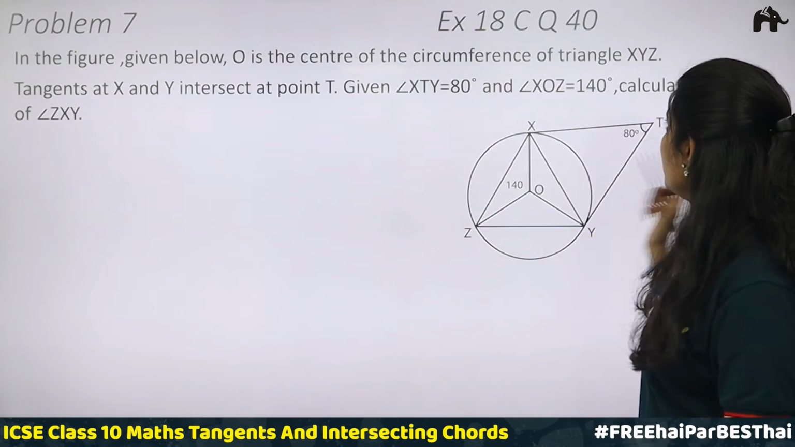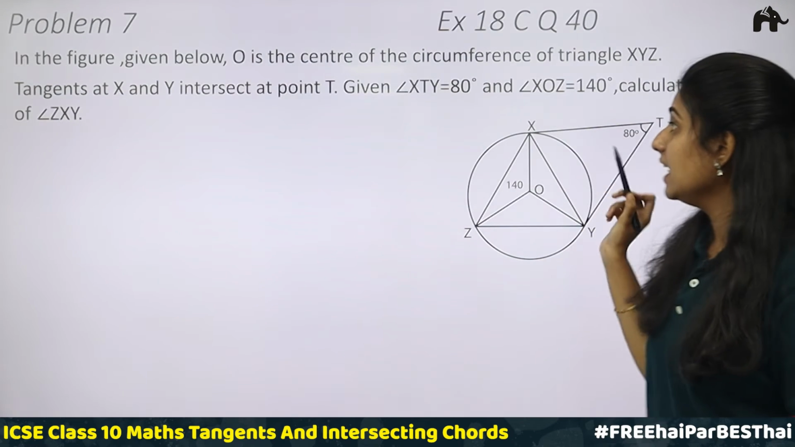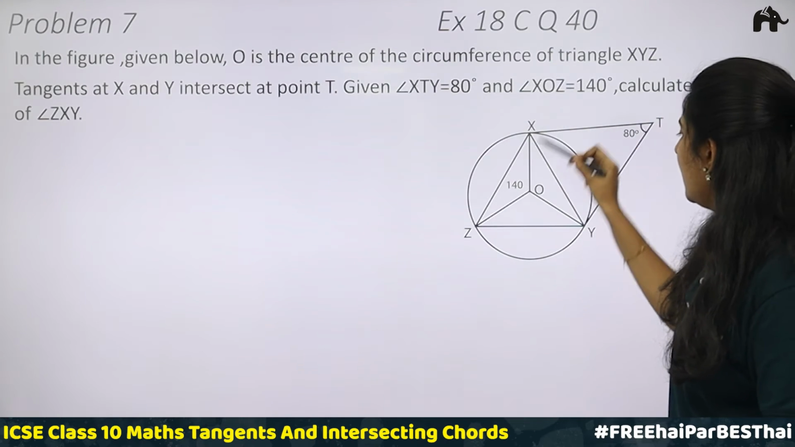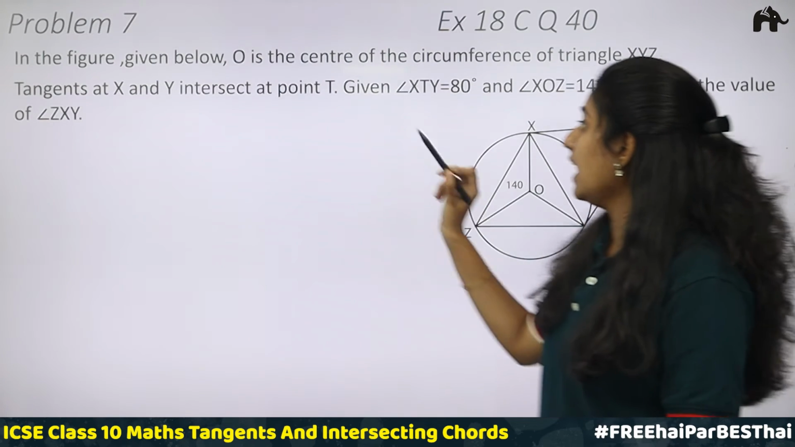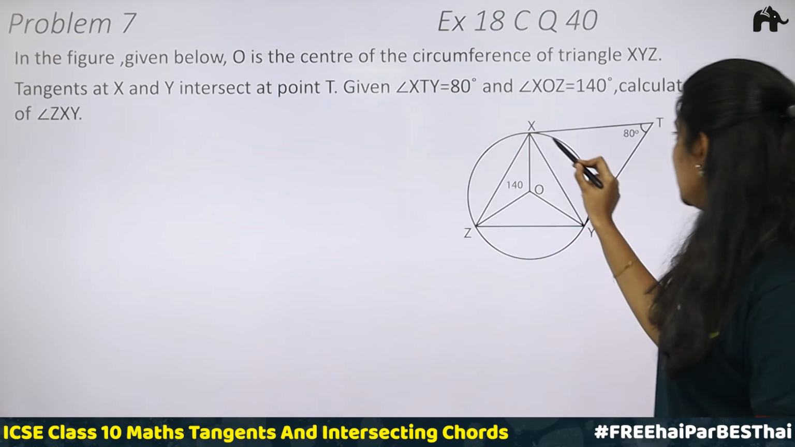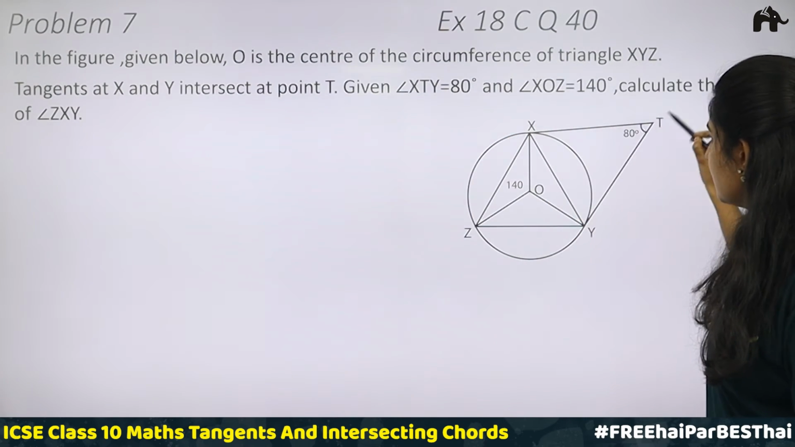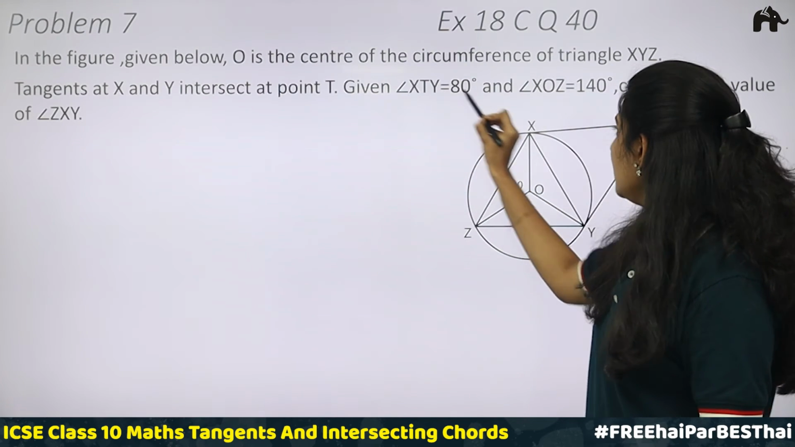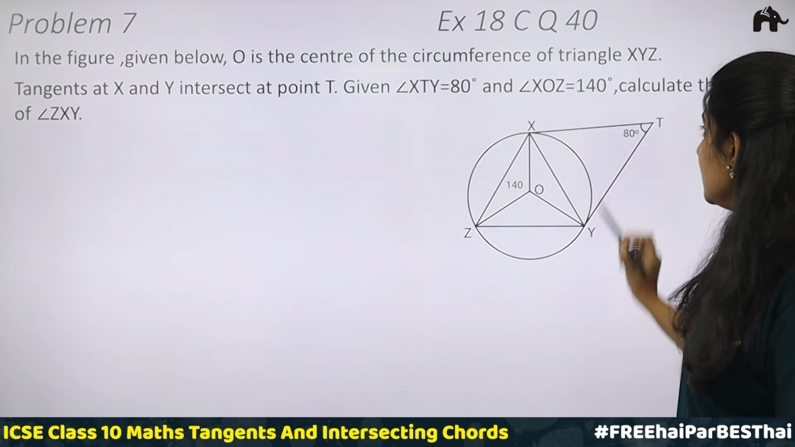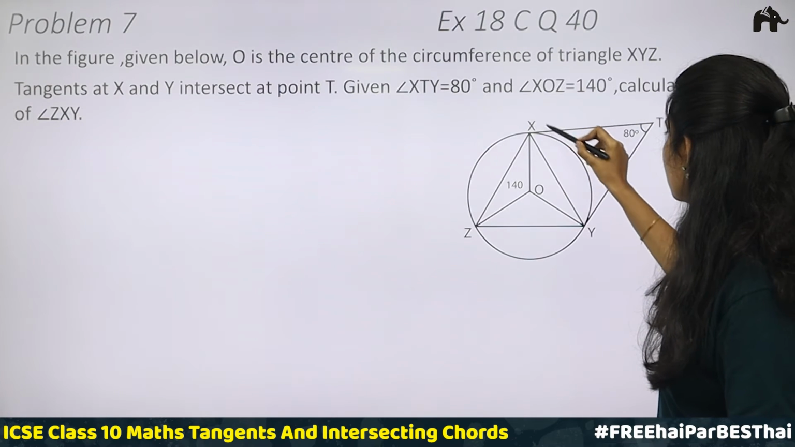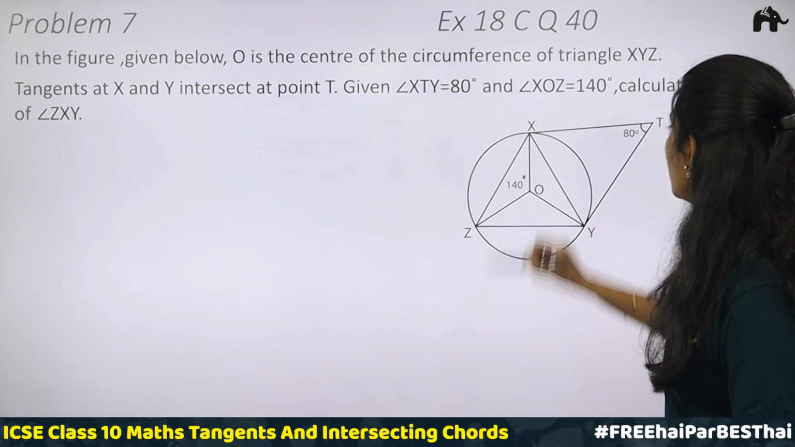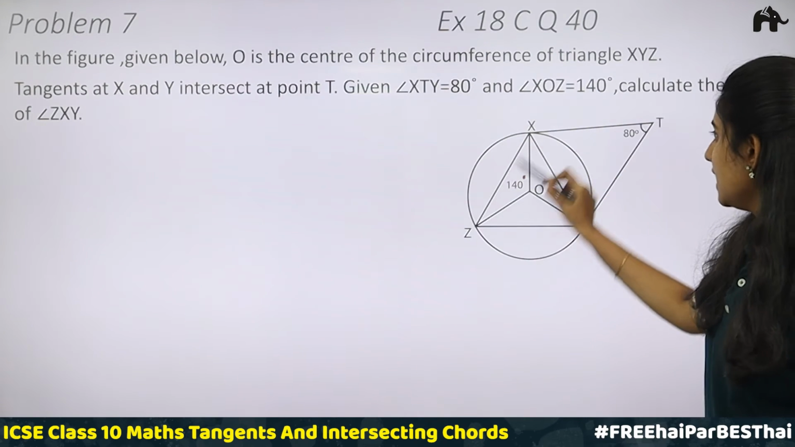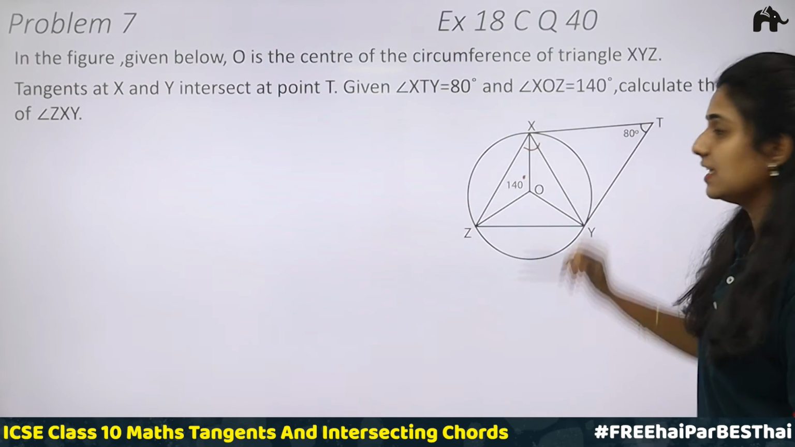Next, problem number 7, question 40 of exercise 18C. In the figure given below, O is the center of the circumcircle of triangle XYZ. Tangents at X and Y intersect at point T. This is the first tangent XT and YT is the second tangent. They intersect at point T. Given angle XTY is 80 degrees and XOZ is 140 degrees. Calculate the value of ZXY. We have to find this angle ZXY.